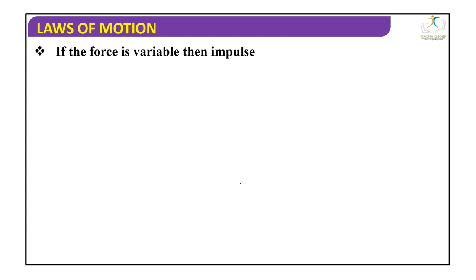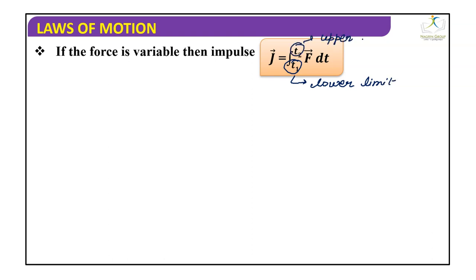If the force is a variable, then impulse, vector J, is equal to the integration from T1 to T2. What is T1 and T2? T1 is the lower limit, and T2 is the upper limit. What does this integration sign show? Continuous summation.